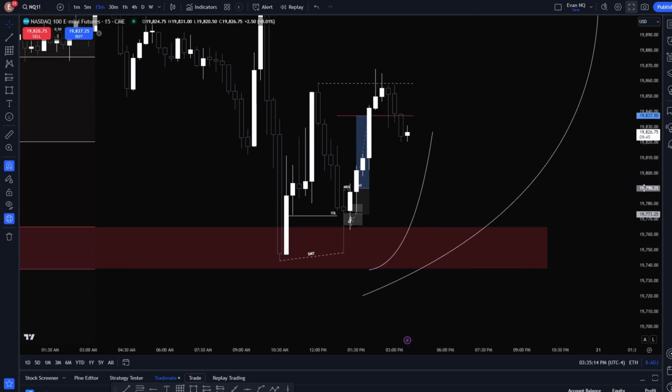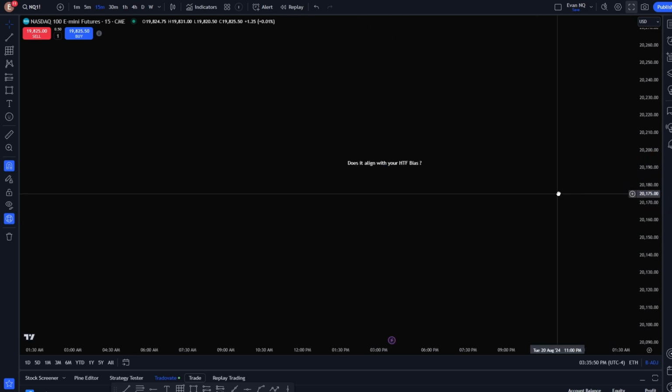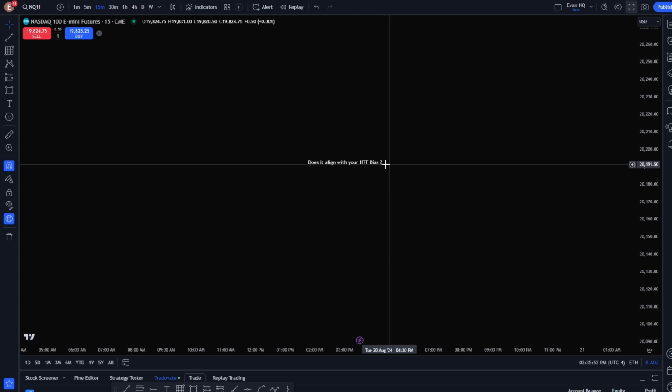Just keep this in mind, right? Keep these three things in mind when you are in a trade or looking for a trade and you see manipulation. Ask yourself this, right? Does it align with your higher time frame bias? That's the first thing you should ask, right? If you're bullish on the higher time frame, do we have an SMT at the lows? Maybe on the higher time frame, specifically. Does it align with your higher time frame bias? Okay. First question you should ask yourself.